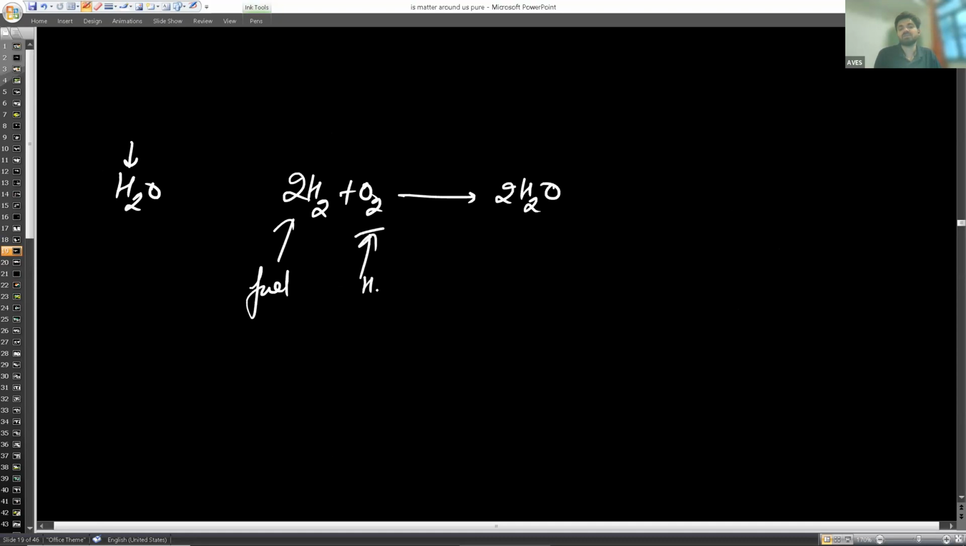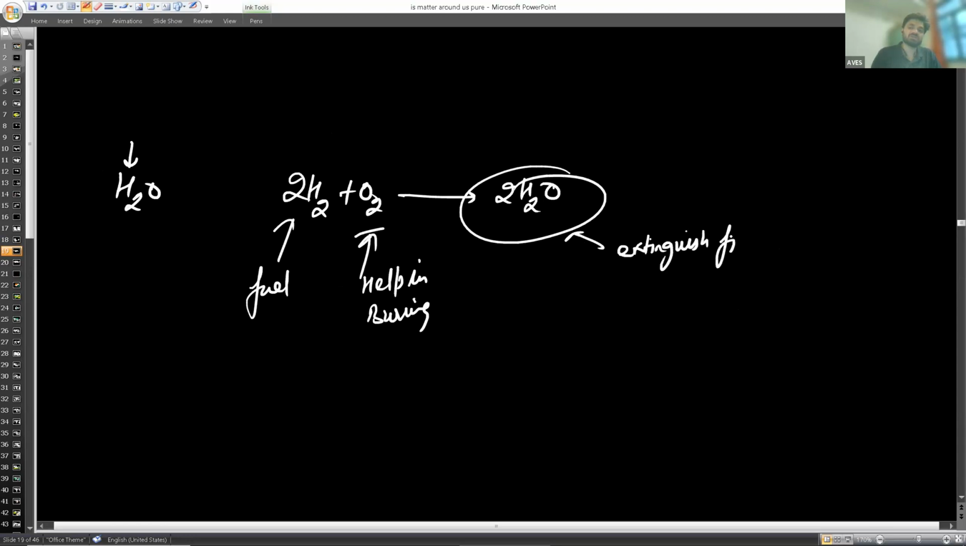Like a compound made up of 2 hydrogen and 1 oxygen. When 2 hydrogen atoms combine with 1 oxygen atom, they will form a water molecule. Now you know that hydrogen is a fuel. It helps in combustion, helps in burning, and this water extinguishes fire. So if water is extinguishing fire, it is not showing any properties of hydrogen and oxygen.